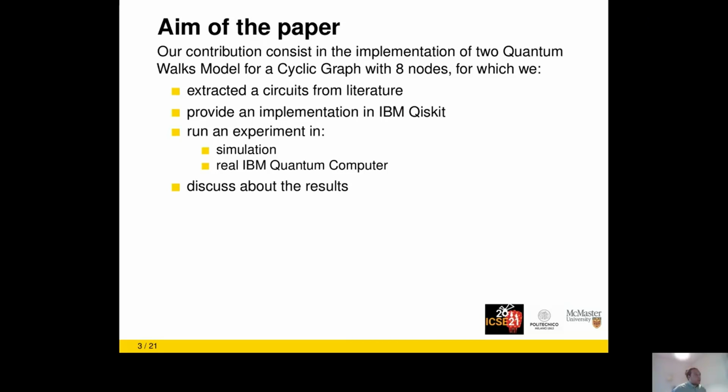With this work, we want to provide an implementation of two quantum walks models, namely the coin quantum walk and the Szegedi quantum walk for a cyclic graph with 8 nodes. For both of them, we extracted a circuit from literature. Then we provide an implementation using the IBM Qiskit library, and we run an experiment, both in simulation and with a real quantum computer, talking about the results that we obtained.